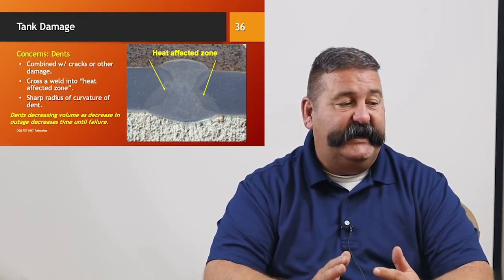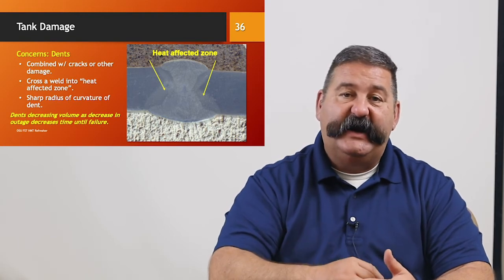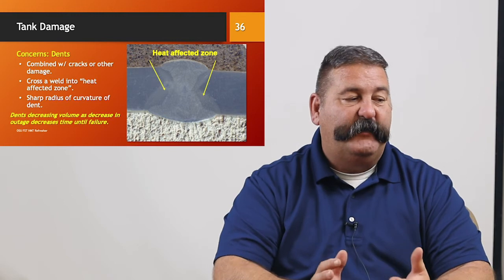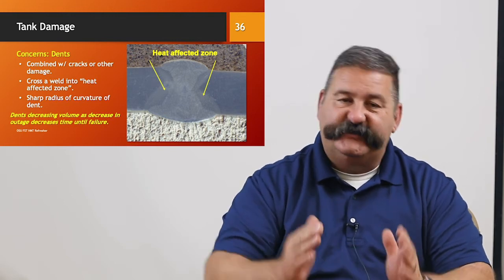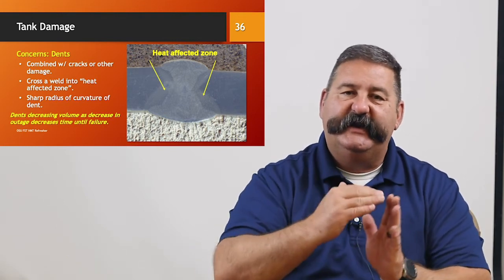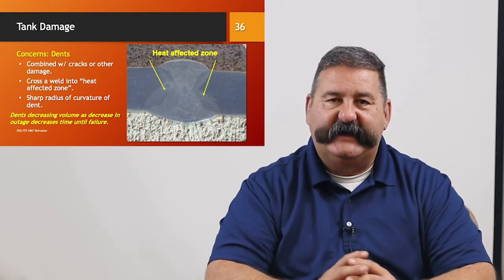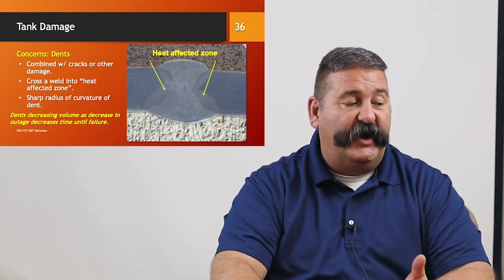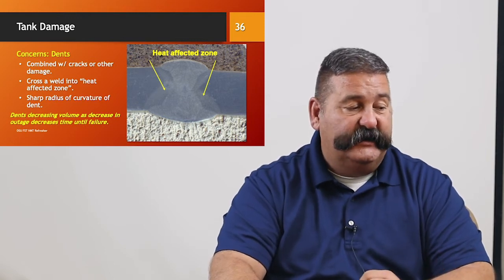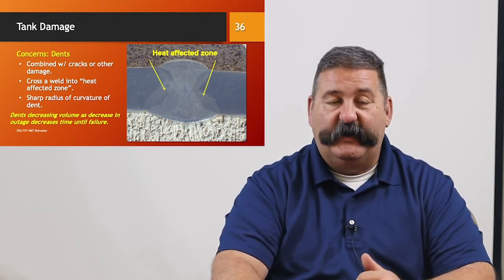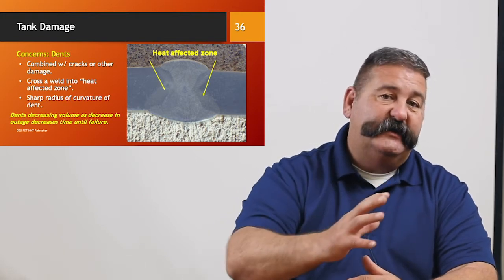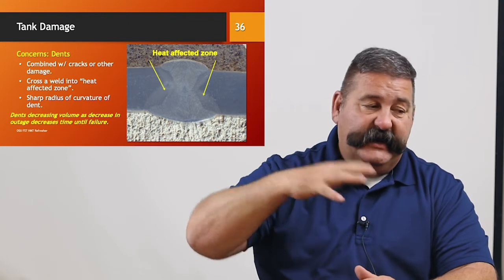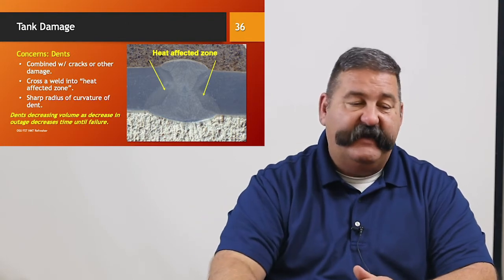If I've got a dent across the heat affected zone, that's the area on either side of where the welds take place, and you've got a sharp radius or curvature of a dent, the sharper the dent, the worse it is. The more chances there are of cracks on the inside of that. Dents decreasing volume or decreasing outage decreases time until failure. So like I said earlier, if I've got a bigger dent, I don't have as much up above in the vapor space or the outage, and it's going to possibly fail a lot sooner.